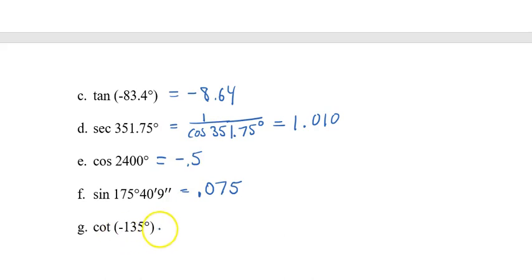And then finally, cotangent. Cotangent is not a button either. You have to remember its relationship with tangent. So 1 over the tangent of negative 135. And that should end up to be 1 when you type that one in. So just make sure you can type these in correctly, make sure you're getting what I'm getting, and that concludes this lesson.